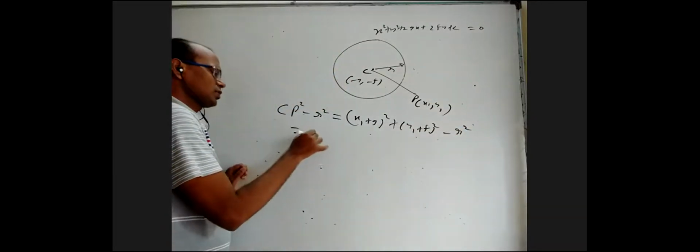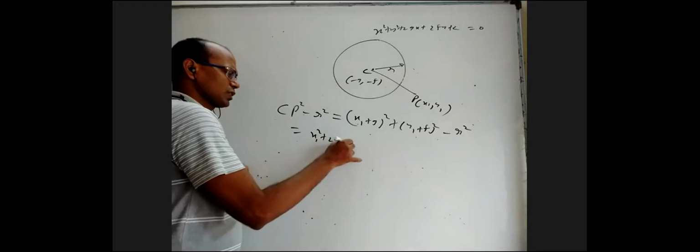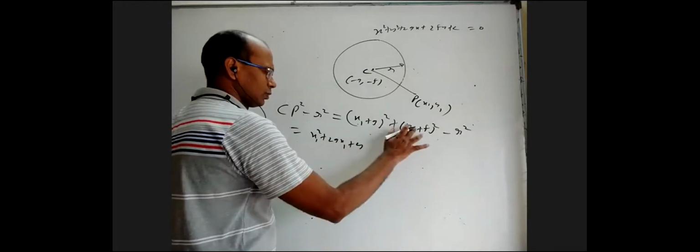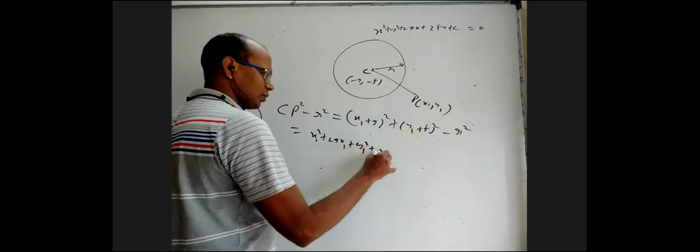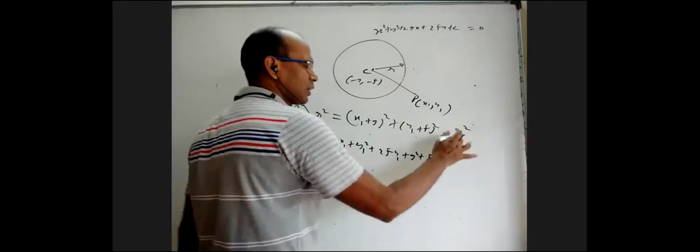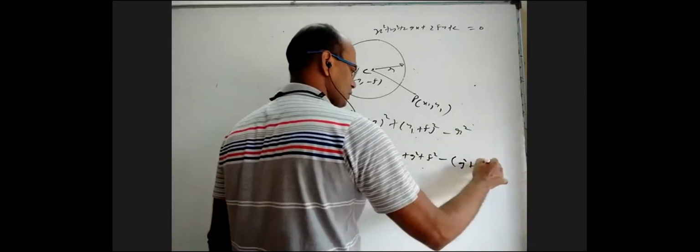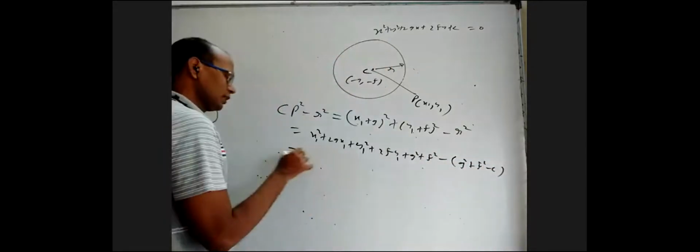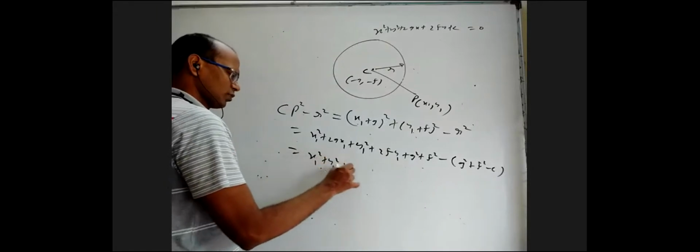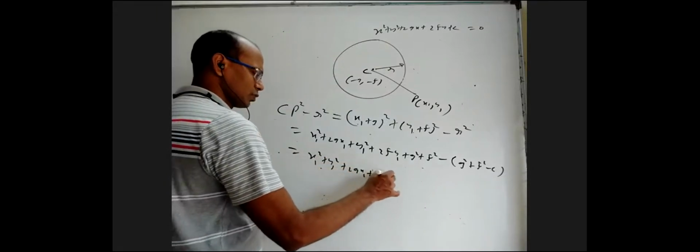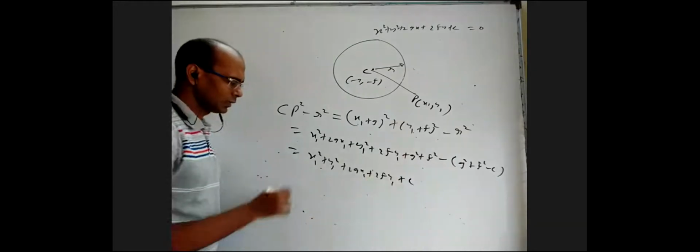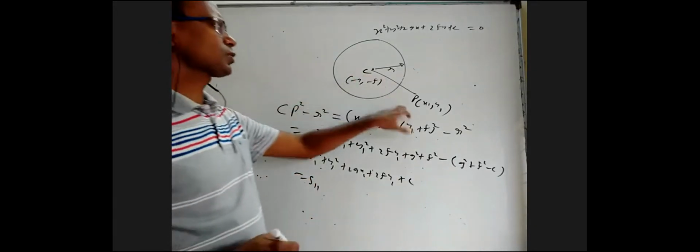When I expand this, you'll get x1 square plus 2gx1 plus y1 square plus 2fy1 plus g square plus r square, and r square is g square plus f square minus c. Finally, it is coming x1 square plus y1 square plus 2gx1 plus 2fy1 plus c. That is actually S11. Okay, so when I find CP square minus r square, it is coming S11.